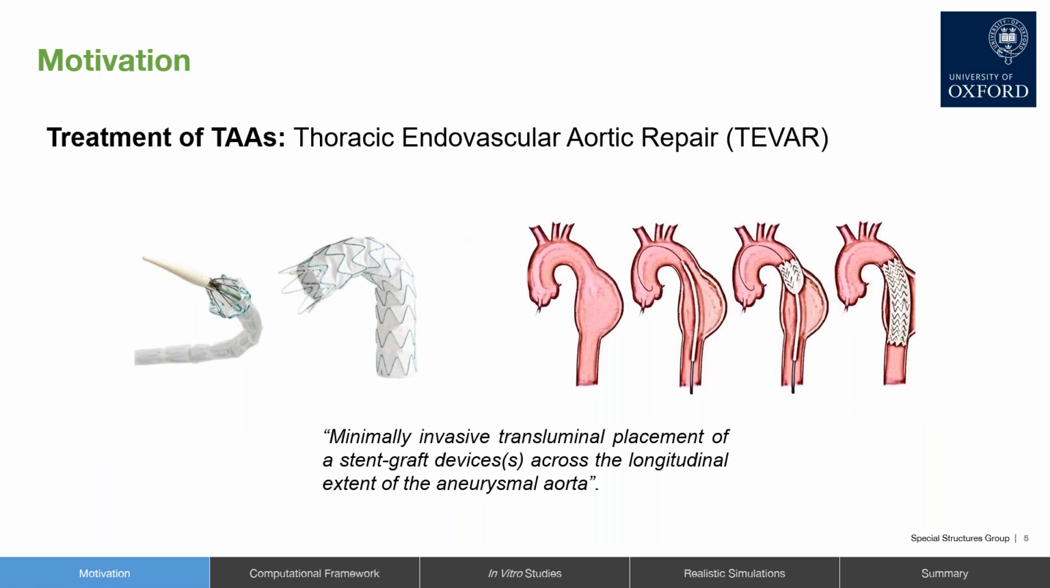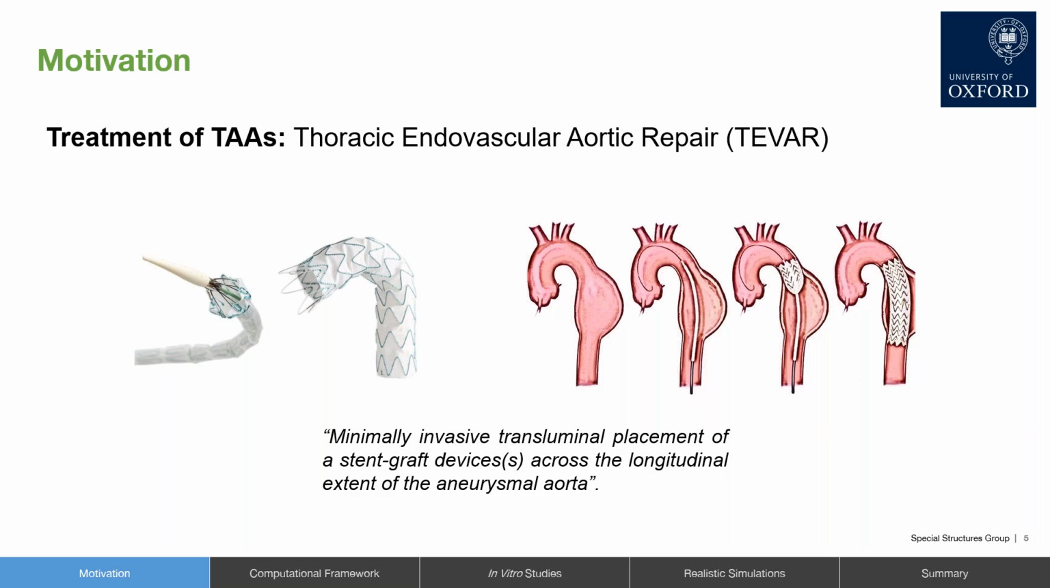Now, to treat these diseases, surgeons have turned to thoracic endovascular aortic repair, better known as TEVAR, to manage these patients in a minimally invasive way. Now, during these procedures, a stent graft device, which we see here on the left, consisting of metallic stent graft rings sutured to a synthetic graft, is placed transluminally along the longitudinal extent of the thoracic aorta, thereby creating a hemostatic seal, excluding the aneurysmal or diseased portion of the aorta from high pressure blood flow.